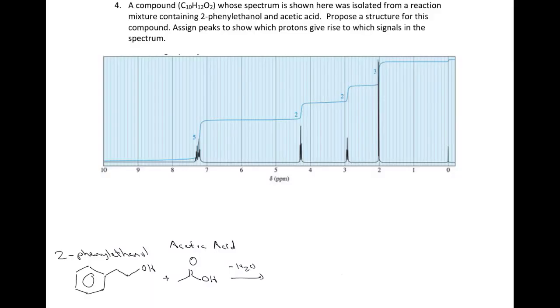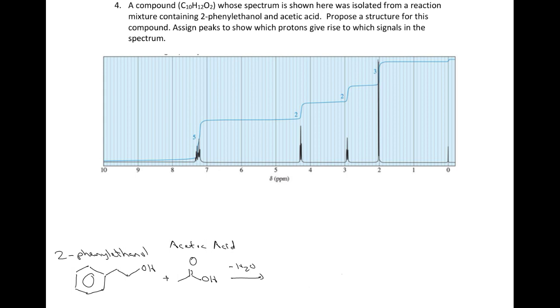Question 4. A compound C10H12O2, whose spectrum is shown here, was isolated from a reaction mixture containing 2-phenylethanol and acetic acid. Propose a structure for this compound. Assign peaks to show which protons give rise to which signals in the spectrum.